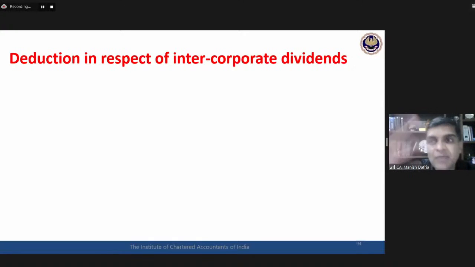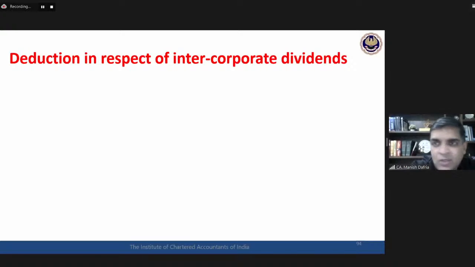ATM may be available, may not be available later on, but you should become alert about the possibility that my company has earned dividend from another company. ATM might be applicable here. This is the first thing which is not written in the act, but which is important from an examination perspective. If you are able to get that particular connect, then only ATM would be relevant for you.